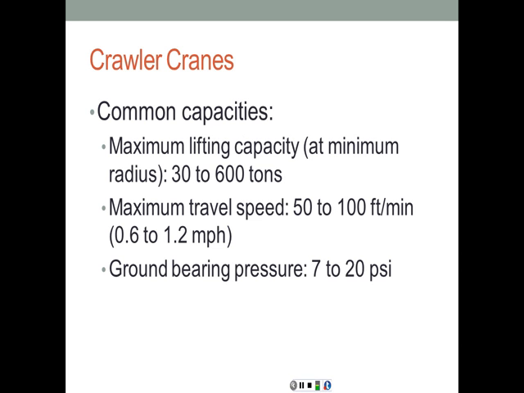Some of the common capacities: the maximum lifting capacity at minimum radius can be 30 to 600 tons. So 600 tons, that's a really heavy load and really heavy crane. The maximum travel speed, since this is a crawler, is going to be relatively slow. It's 50 to 100 feet per minute, which is 0.6 to 1.2 miles per hour. The ground bearing pressure, 7 to 20 psi, so it has a relatively low ground bearing pressure because of the load being distributed along the tracks, which creates a larger contact surface with the ground. PSI, of course, is pounds per square inch.